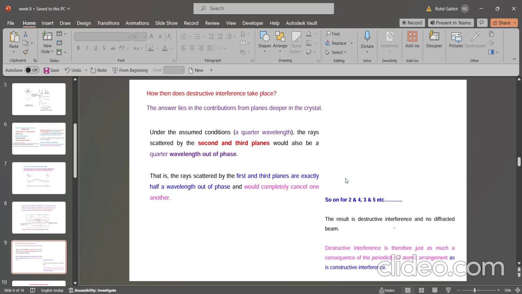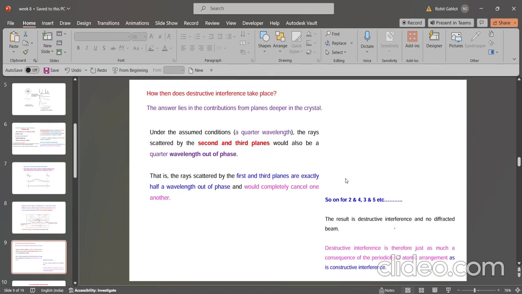So we can say that when the path difference is exactly one half of the wavelength, then they cancel each other out.